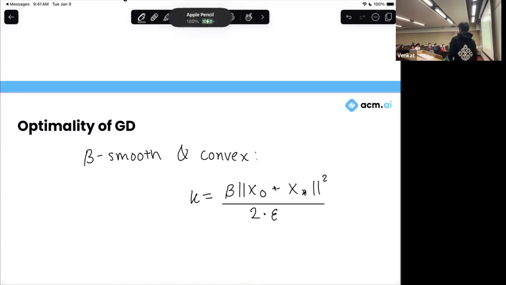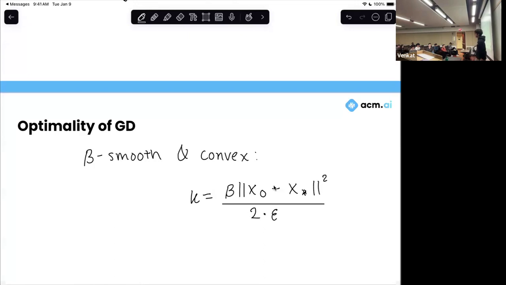So K here is the number of iterations we're going to run for. This is our starting point. This is the optimal solution. So this is just calculating the distance between our starting point to the optimal solution. One question that'll come up is, oh, what if we don't know this optimal solution? This is generally just a constant factor. So this is just like a constant factor that we're multiplying by. It doesn't change anything. Beta is the smoothness factor that we were talking about.